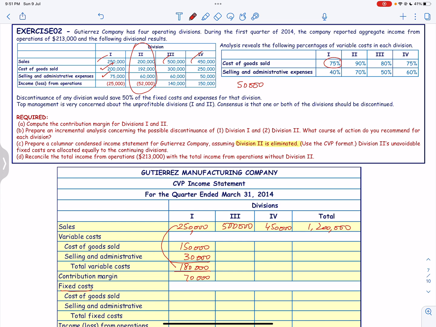Now, what is very interesting over here is that when we talk about the fixed cost, because 50% of this would be saved, that means the fixed cost for division 1 will be the fixed cost of goods sold plus 1/3 of division 2's unavoidable fixed cost. And why are we saying 1/3? Because of the total fixed cost, 50% is going to be saved, and the remaining has to be shared by the other three divisions, 1, 3 and 4. So let us look into the division 2 fixed cost.